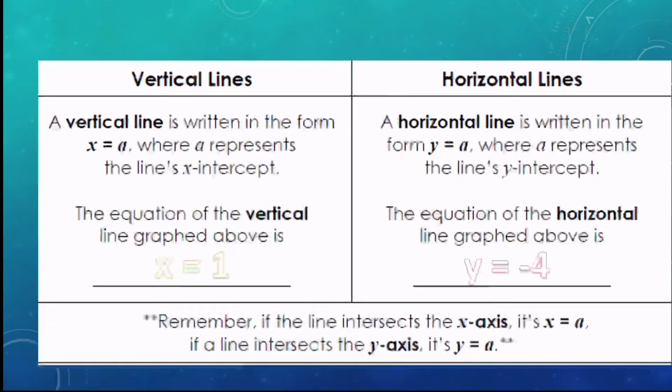So right below, a vertical line is written in the form of x equals a. So when it's a vertical line, it's going to be x equals. The one you just graphed above would be x equals 1. Horizontal lines are always going to be y equals. So the one you just graphed would be y equals -4. Okay?